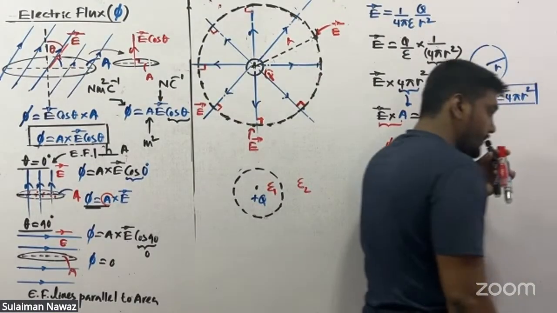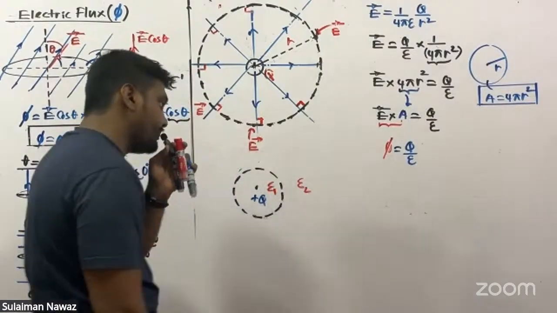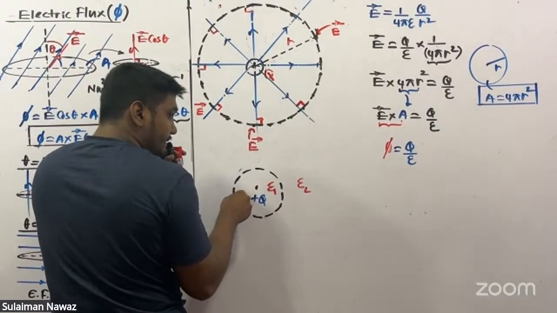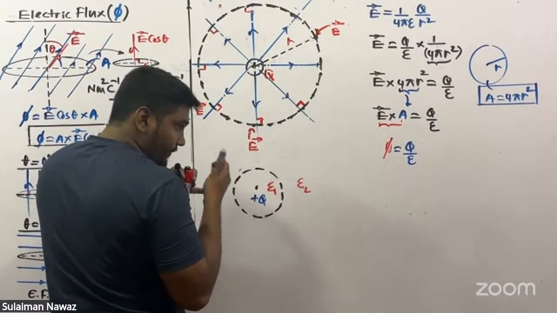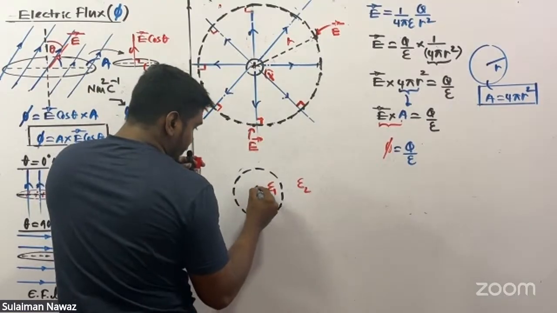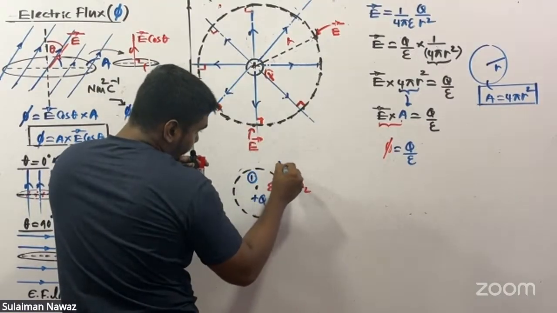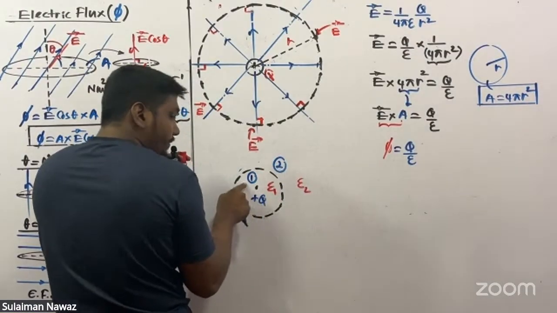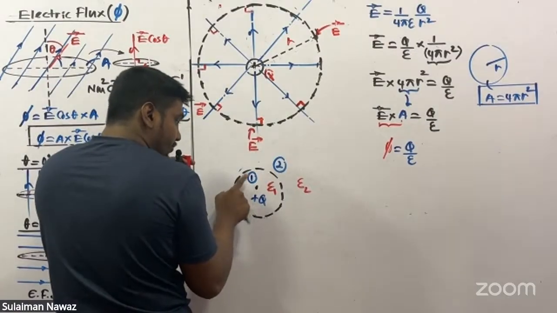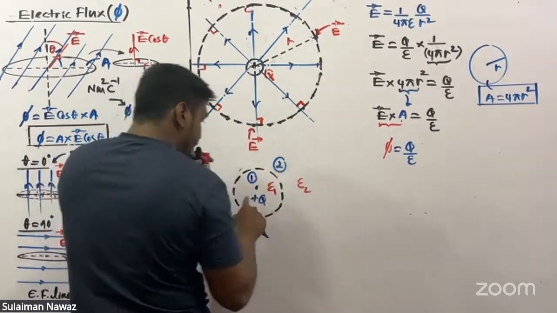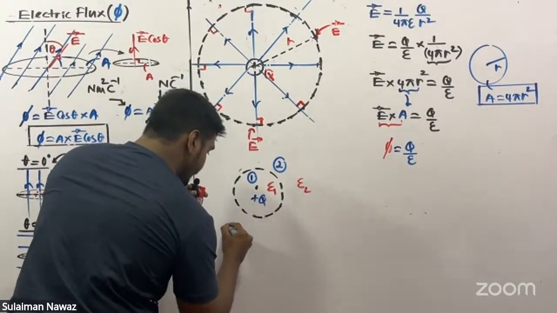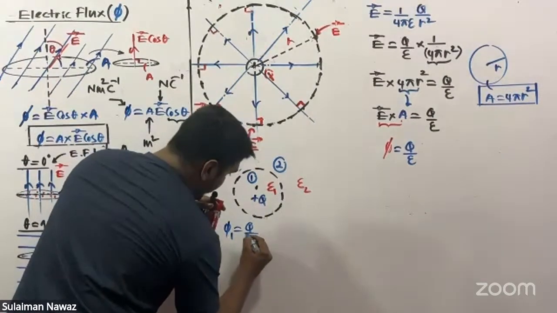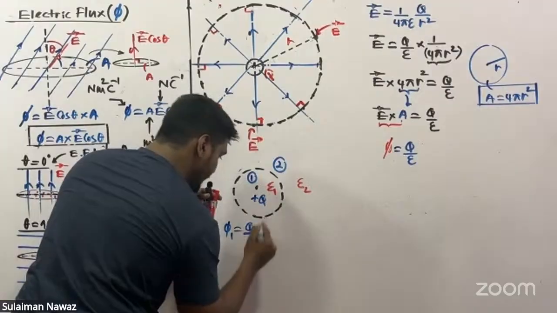Now just tell me, what is the electric flux in medium 1? This charged particle is in medium 1, and this is medium 2. According to the definition, what should be the electric flux in medium 1? According to this equation, the electric flux in medium 1, let's say psi 1, is equal to the charge capital Q over the permittivity of medium 1, epsilon 1.